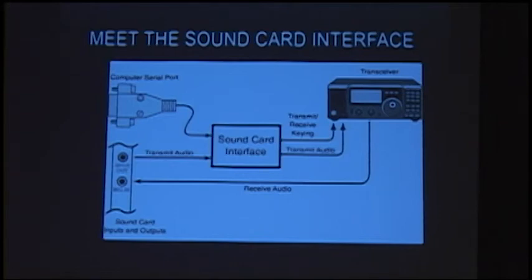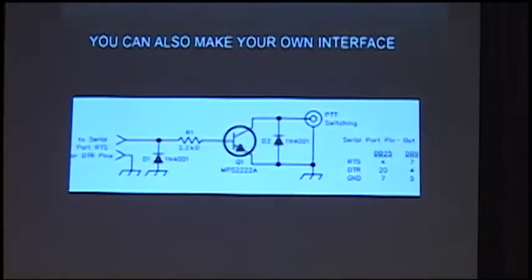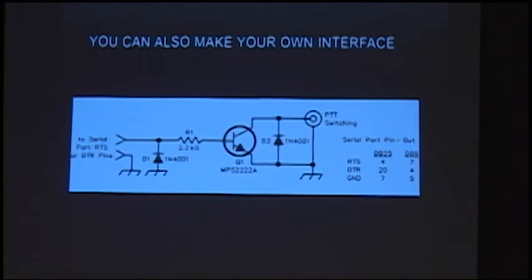Here's a representation of a sound card. It's relatively straightforward as far as taking the receive audio into the sound card itself and having a sound card interface that provides that isolation we're talking about, and also isolation for the keying or the PTT. Or it turns out you can make it yourself. It's pretty easy to make these. This is not opto isolated at all, but nonetheless, it interfaces pretty easily on most rigs.